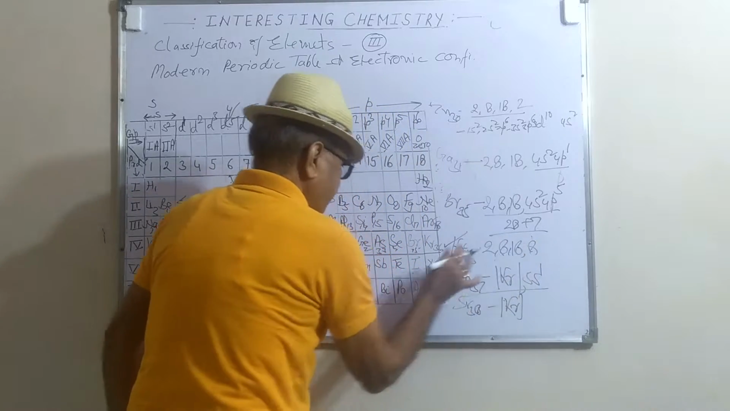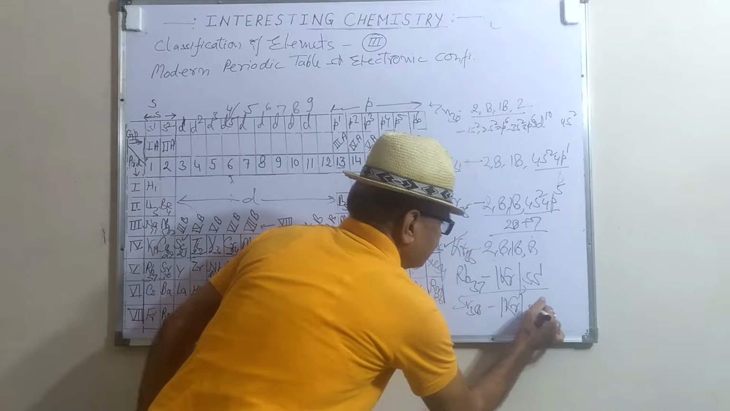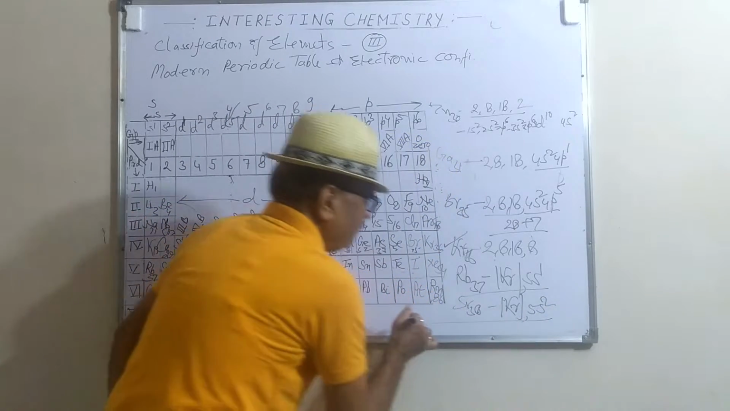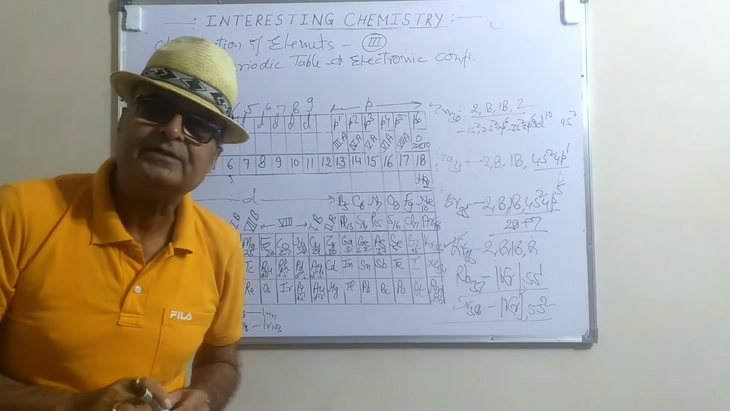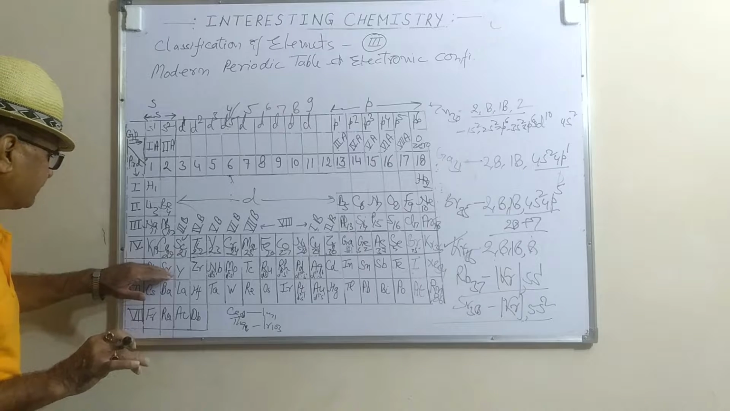Krypton: 2, 8, 8, 18. This is krypton 36, and 5s2. It is also a way to write the electronic configuration of rubidium and cesium.